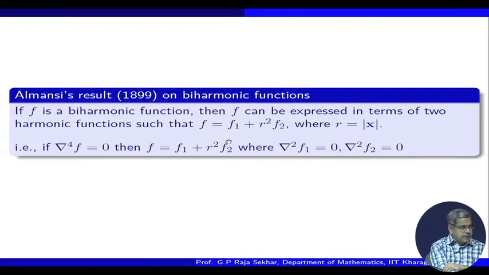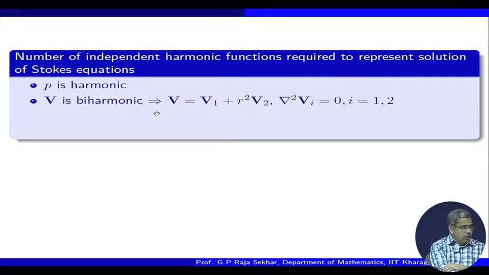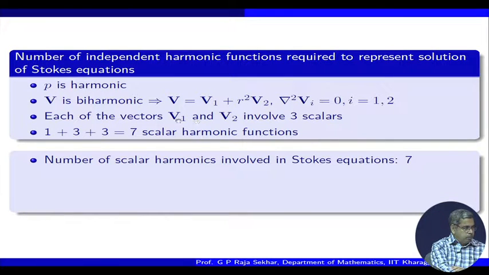Using this, let us analyze the velocity vector, which is biharmonic. We have already remarked earlier that P is harmonic, and since V is biharmonic, using Almansi's result, it can be decomposed into two harmonics, V 1 and V 2, where each is harmonic. Then each of V 1 and V 2 involves three scalars, because we are in 3 dimensions. So, if you count the number of harmonic functions involved, they are: 1 for P, then for V 1 you have 3, for V 2 you have 3, total 7 scalar harmonic functions.